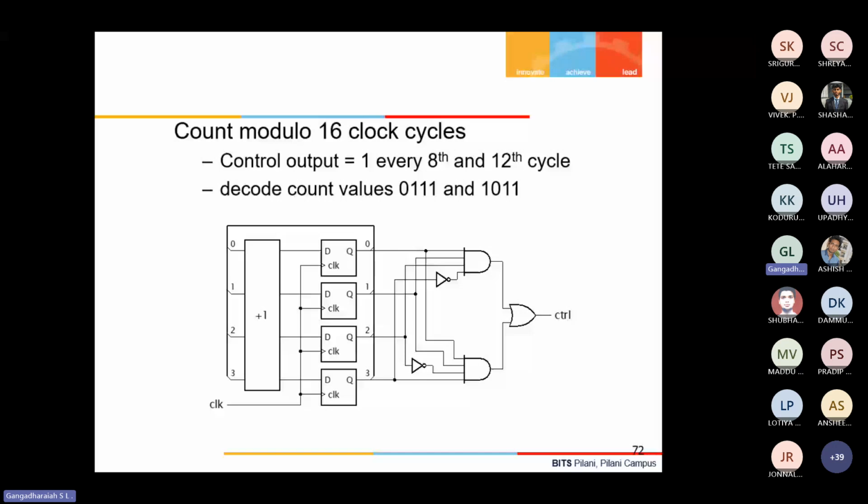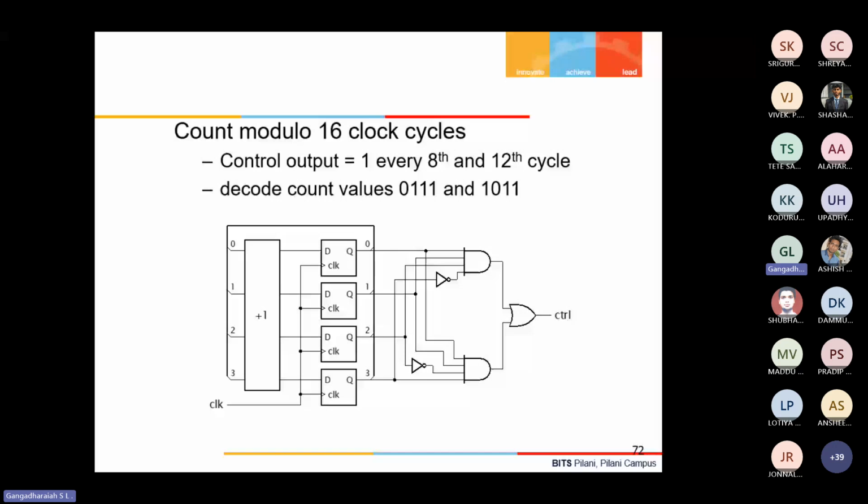So I need to generate a control signal that should become 1 whenever the 8th clock pulse hits the system, and whenever the 12th clock pulse hits the system, it should generate a control signal 1, and in all other clock cycles the control should become 0. Okay, so what should I do now? The simple logic is: the 8th clock pulse is like 0, 1, 2, 3, 4, 5, 6, 7. When the count hits 7, that is my 8th clock pulse. When the count hits 11, that is my 12th clock pulse.